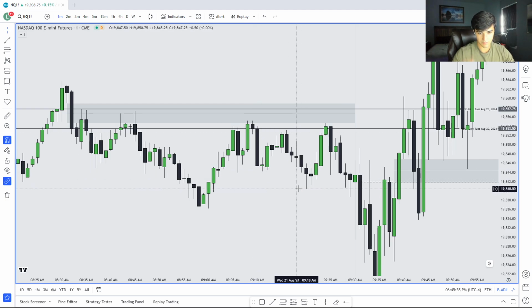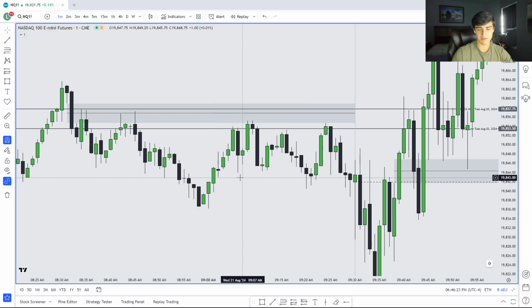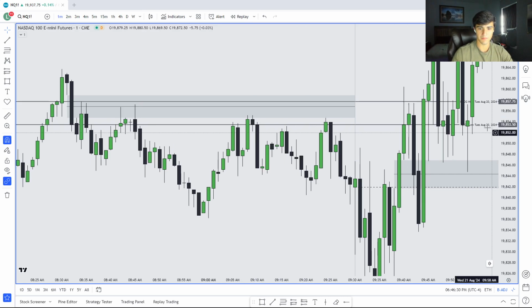Now that I'm looking at this in hindsight, we never made that lower low. So there wasn't a breaker formation. But I guess you could say high. And we don't even have a market structure shift. How did I not realize this in real time?